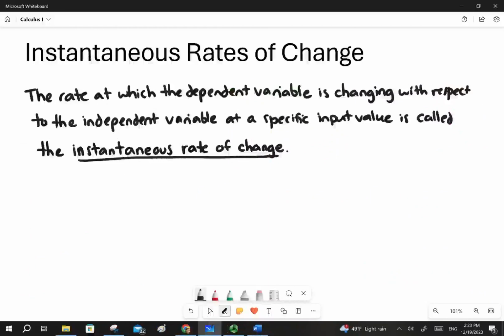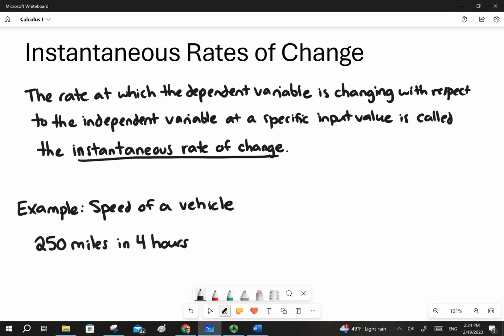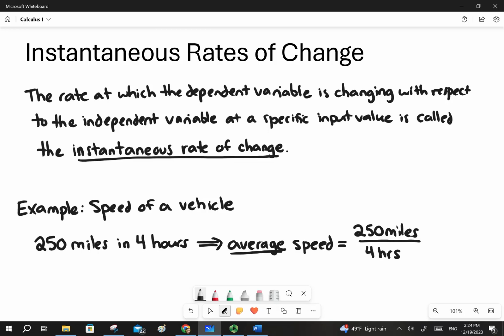The precise rate at which something is changing at a moment in time or a specific input value is called the instantaneous rate of change. One concrete example of this is the speed of a vehicle. If someone makes a 250-mile trip in 4 hours, we can calculate that their average speed was 250 miles divided by 4 hours, which is 62.5 miles per hour. This is the average rate of change.